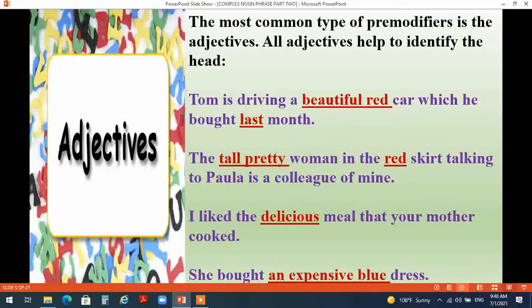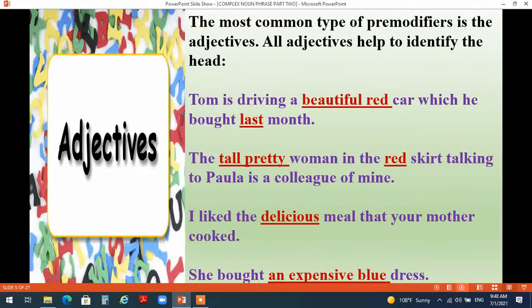For example, Tom is driving a beautiful red car which he bought last month. You can see here we have in fact two noun phrases. First we have a beautiful red car. This is the first noun phrase. The head noun is the word car. This head noun has been pre-modified by using two adjectives, beautiful plus red. And you have the other noun phrase, last month, in which the word month is the head word, which has been pre-modified by using the adjective last.